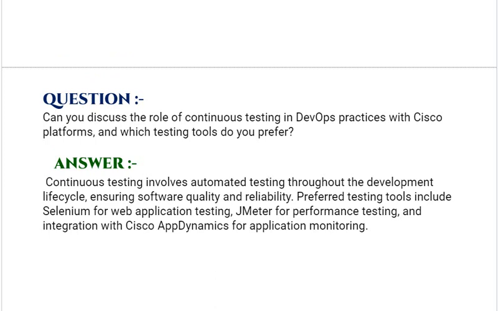Our next interview question is, can you discuss the role of continuous testing in DevOps practices with Cisco platforms and which testing tools do you prefer? Your answer should be: continuous testing involves automated testing throughout the development lifecycle, ensuring software quality and reliability. Preferred testing tools include Selenium for web application testing, JMeter for performance testing, and integration with Cisco AppDynamics for application monitoring.